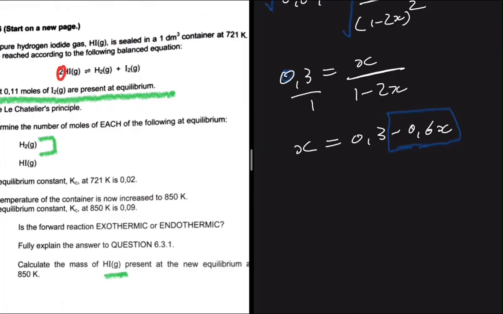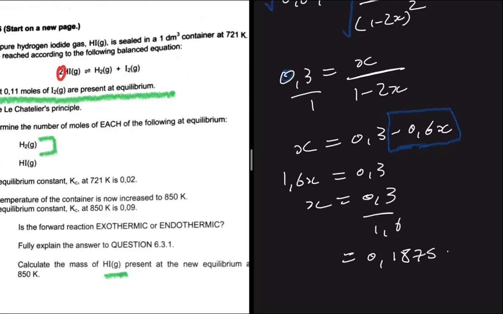If we do that, we're going to get 1.6x being equal to 0.3. So x is equal to 0.3 divided by 1.6. So what is 0.3 divided by 1.6? I'm getting 0.1875 moles. So the value of x is 0.1875 moles.